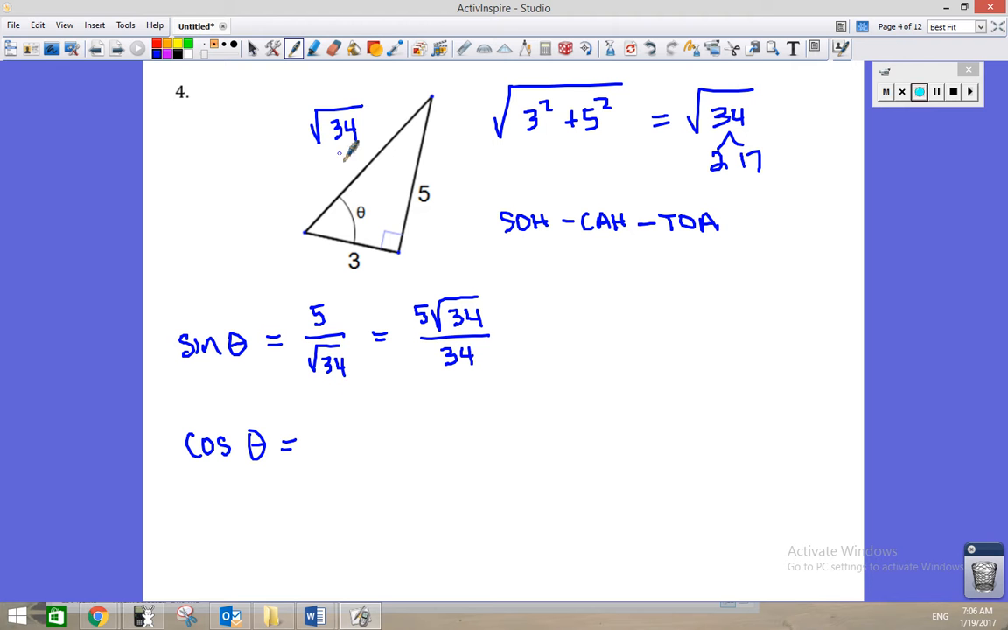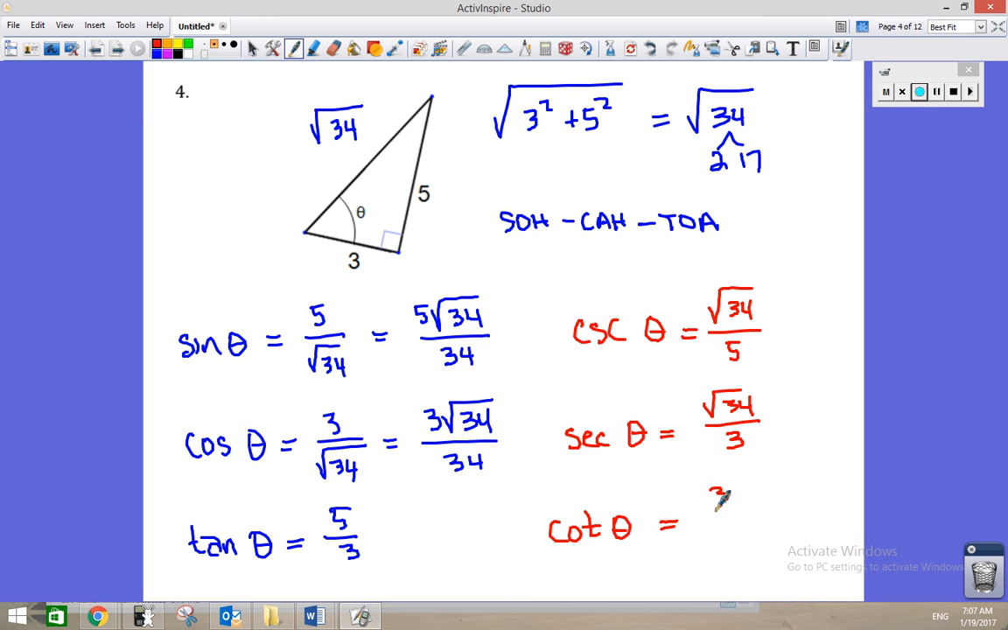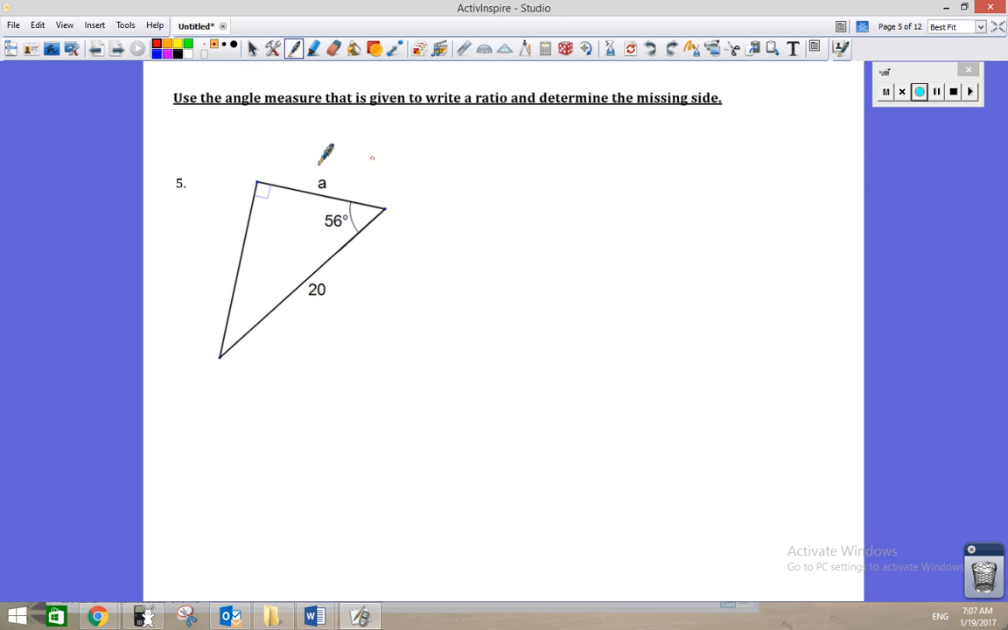The cosine of theta, the length of the adjacent side over the length of the hypotenuse. Rationalize that. The tangent is the opposite over the adjacent. And now let's take the reciprocals, so the cosecant of theta, and I'm just going to take the reciprocal before I rationalize it to save time, because if I flip this and then rationalize it, it would reduce to this. The secant of theta, the square root of 34 over 3, and the cotangent of theta, 3 over 5. Alright, I'll stop there.